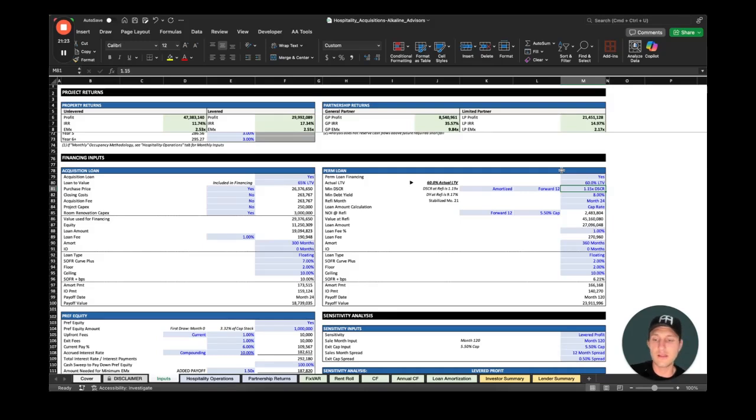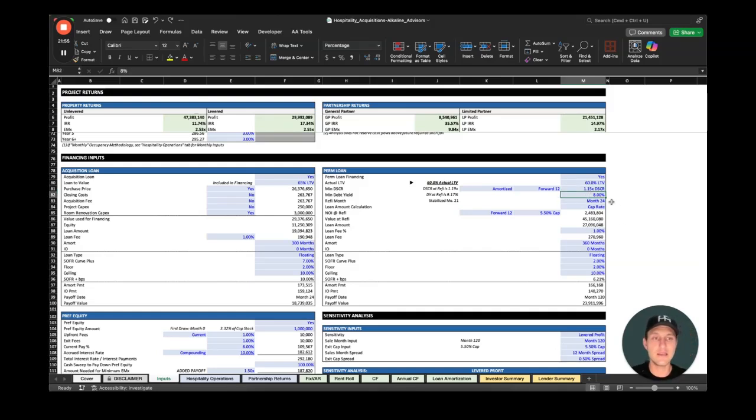However, if we say the lender wants, for instance, a 1.25 min DSCR, you'll notice that this actual LTV lights up yellow and it decreases from 60% as it was before to 57.1%, because we had to decrease the LTV in order for our min DSCR requirement to be hit at that 1.25. And you'll notice also the loan amount will size itself accordingly. So now it's 25.7 million, before it was 27 million.